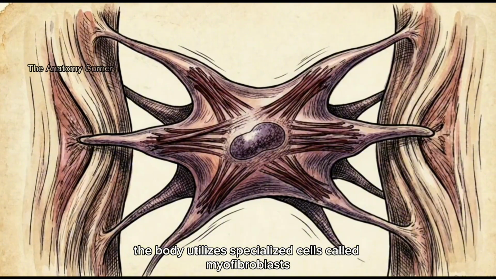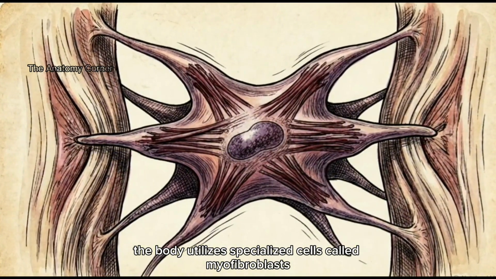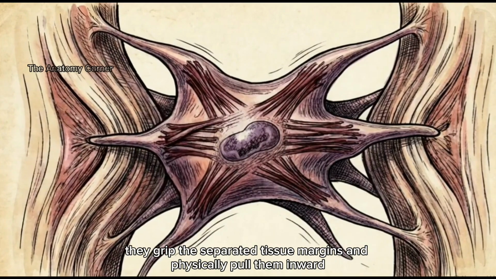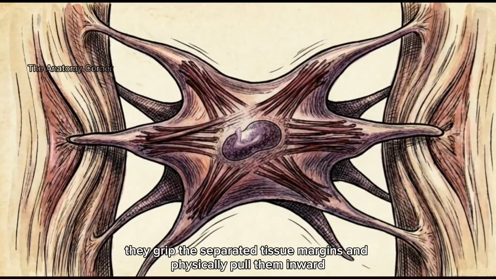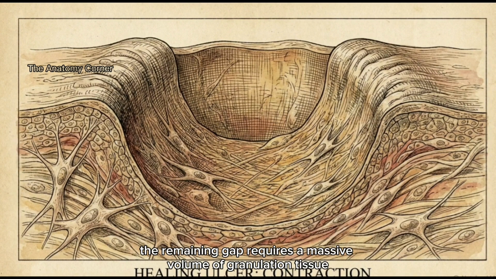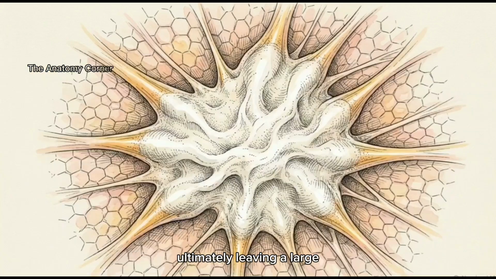The body utilizes specialized cells called myofibroblasts. Acting like microscopic muscles, they grip the separated tissue margins and physically pull them inward. While myofibroblasts can reduce the size of the defect by up to 70%, bridging the remaining gap requires a massive volume of granulation tissue, ultimately leaving a large, irregular scar.